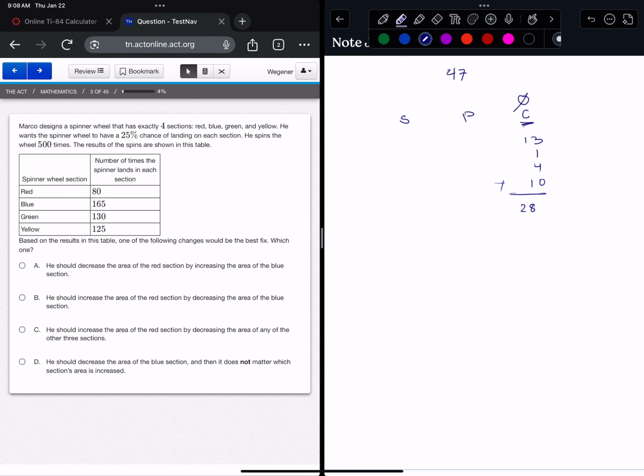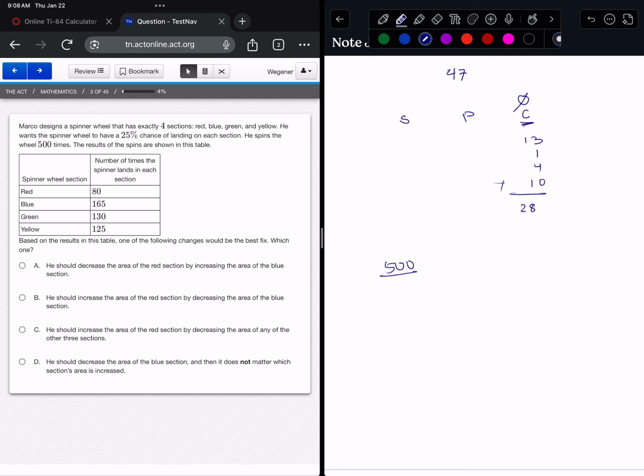Next one, number 3. Marco designs a spinner wheel that has 4 sections: red, blue, green, and yellow. He wants the spinner to have a 25% chance of each section. He spins the wheel 500 times. The results of the spins are shown in this table. While you guys are reading a question, go ahead and write down the really important information on your piece of paper. It will help you out, especially when organizing what to do, okay?